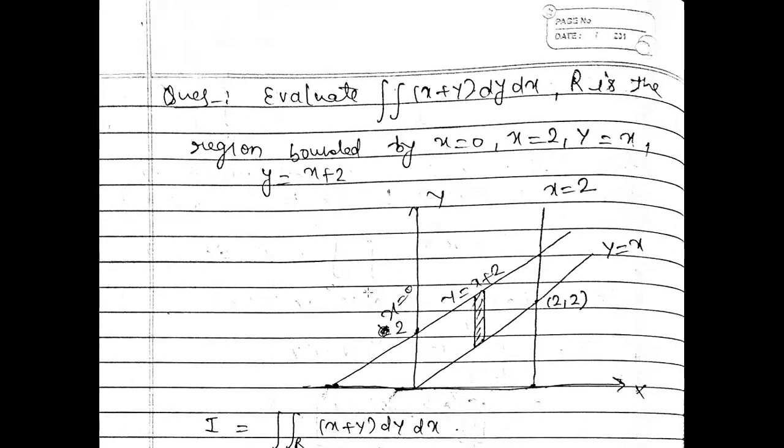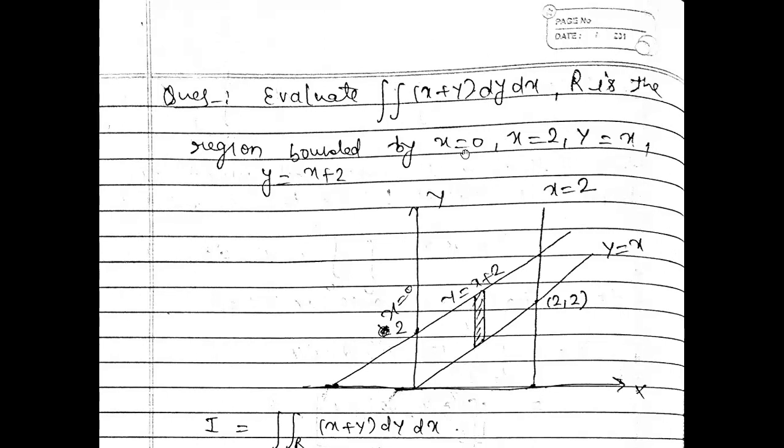Now second question is, evaluate double integration x plus y dy dx. R is the region bounded by x is equal to 0, x is equal to 2, y is equal to x, and y is equal to x plus 2. So here region is given, so we draw our region.